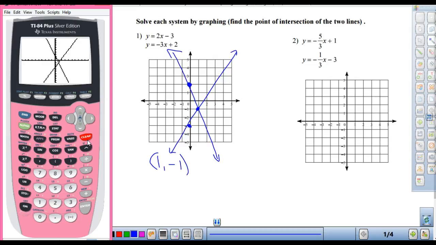So on number 2, we've got to go back to our y equals, and we're going to clear out our 2 equations. We're just going to go to y1, hit clear, go down to y2 and hit clear. Back at y equals. Everybody's got theirs.